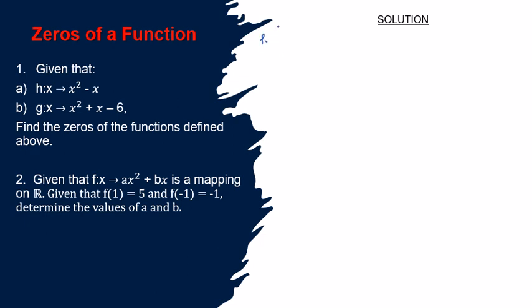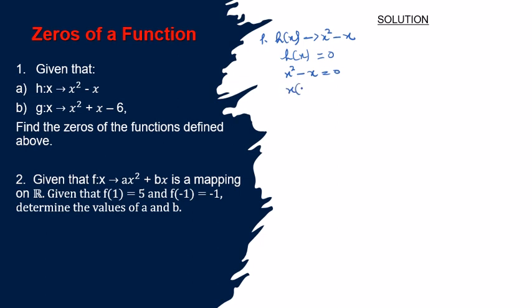One, we have h of x equals x squared minus x. So to find the zeros of this function, we equate the expression x squared minus x, that is, equate h of x to be equal to 0. Let me take that first. That is h of x is equal to 0. That's what it means. So we have x squared minus x equals 0.